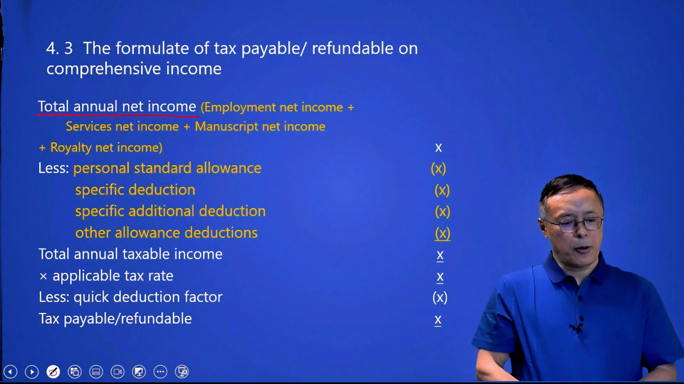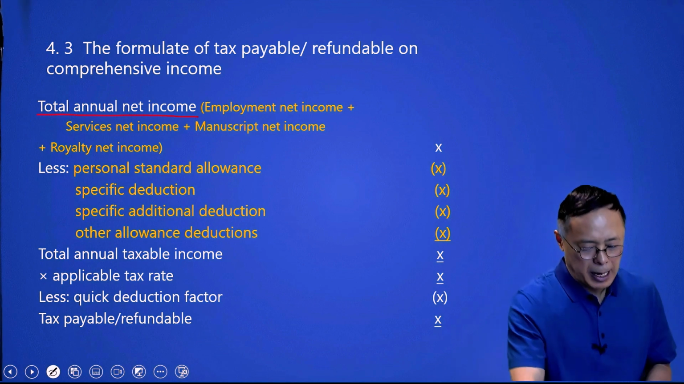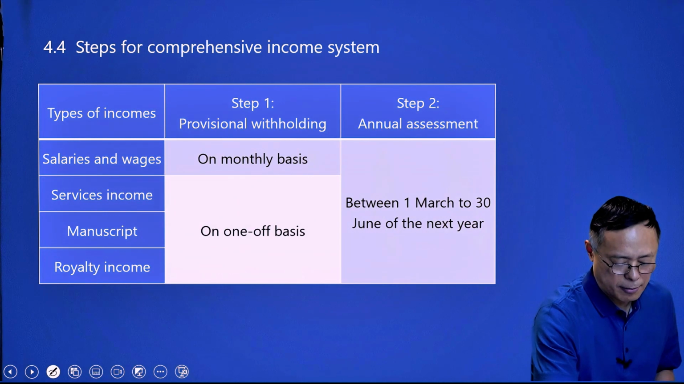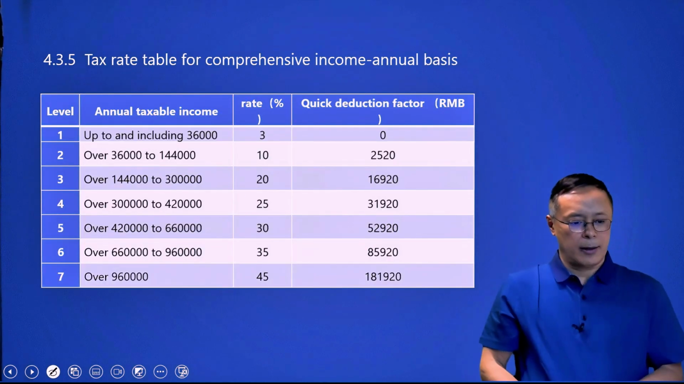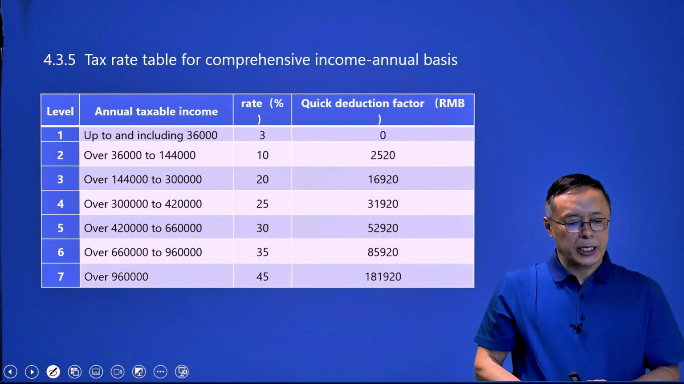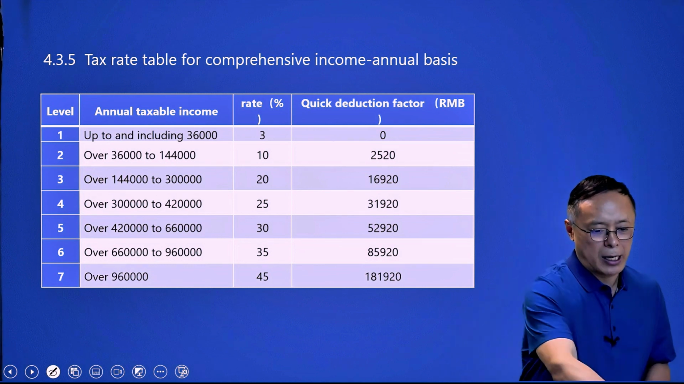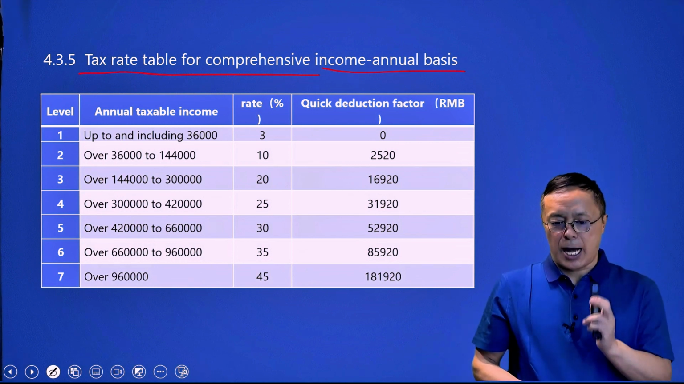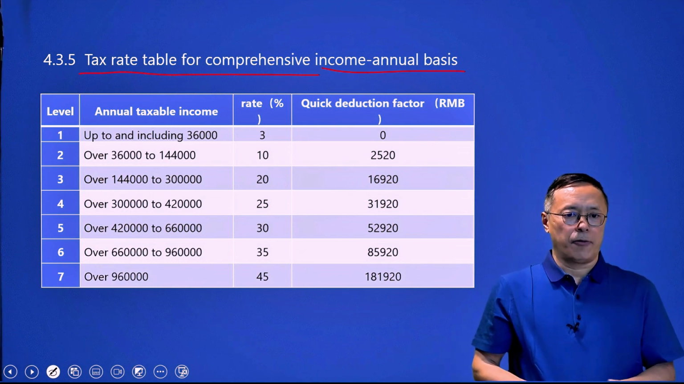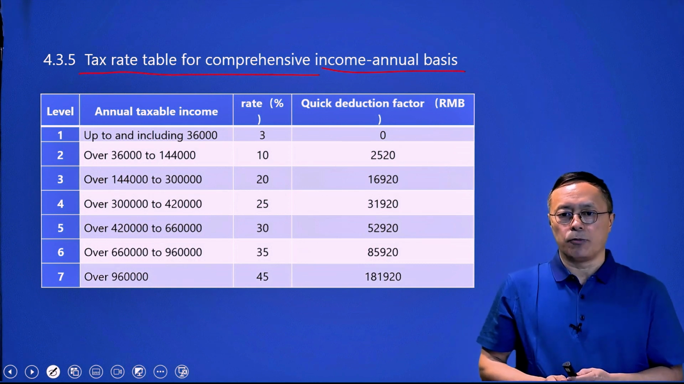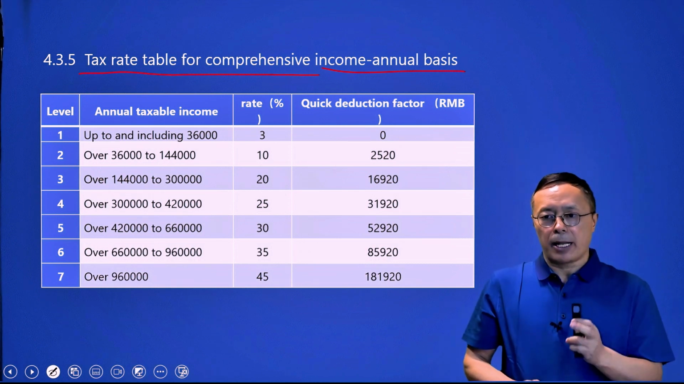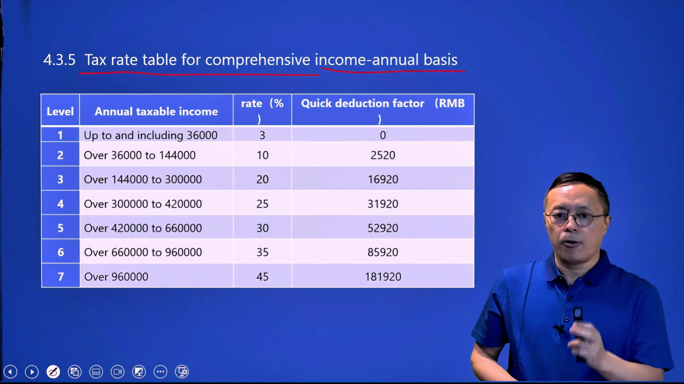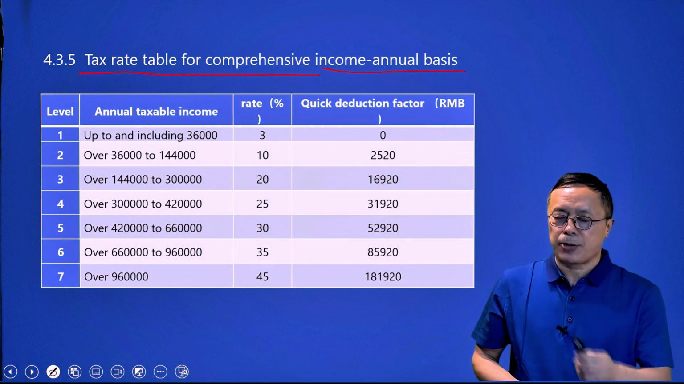Now we are back to the formula again. We'll talk about applicable tax rate. The applicable tax rate in the formula is shown on the tax rate table for comprehensive income. Be careful, it's on an annual basis. We've talked about this table in a previous video. We've known that this table applies to IIT settlement and prepayment and is only used for calculating IIT for tax residents.